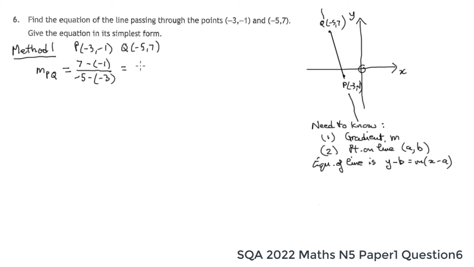So 7 minus -1, 7 plus 1, which is 8. And -5 minus -3 is -5 plus 3. And if you're on your number line, -5 plus 3 will take you to -2. And that gives us -4 for the gradient. Now that ties in nicely with this picture, where if you go along 1, you've gone down 4, along 1, down 4, and so on. So that gradient is okay.